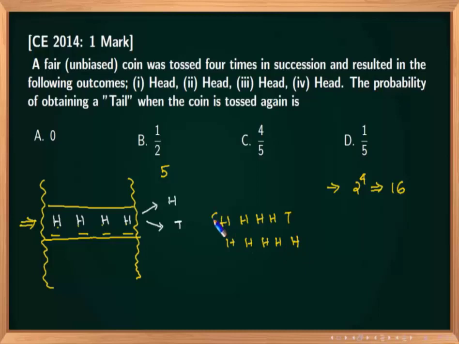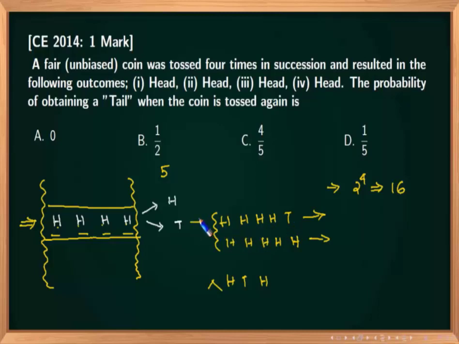These are the only 2 options that I am left with if I know that the first 4 tosses are head. Only this thing or this thing can happen. I cannot have head, tail, head, head, because it is given that the first 4 tosses have yielded 4 heads. So these are the only 2 options that I have.